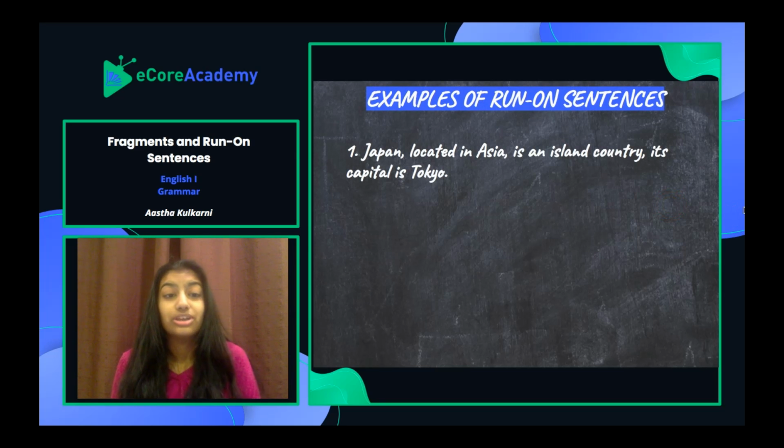All right. Our first example is Japan, located in Asia, is an island country. Its capital is Tokyo. Now, as you can see, this is a run-on sentence. A little test I like to do is called the question test. Basically, you take your sentence and you form it into a question. And if your question is asking more than one question, then it's usually a run-on sentence. So I'll demonstrate with this one.